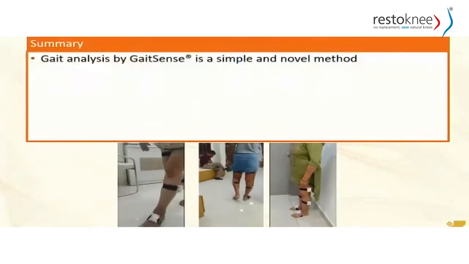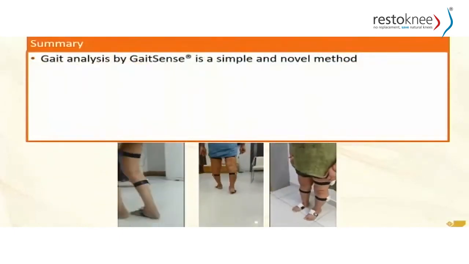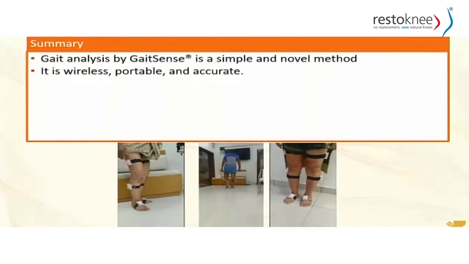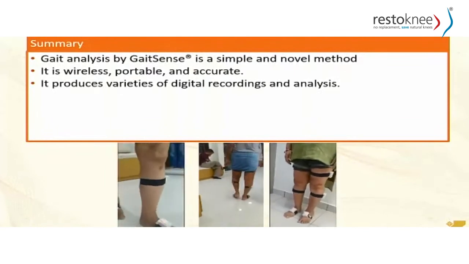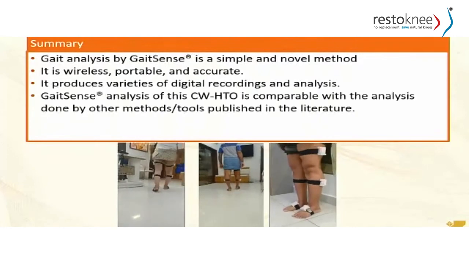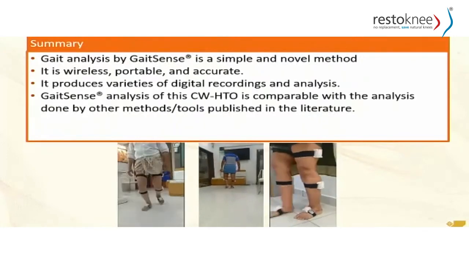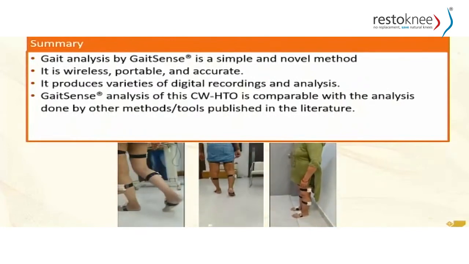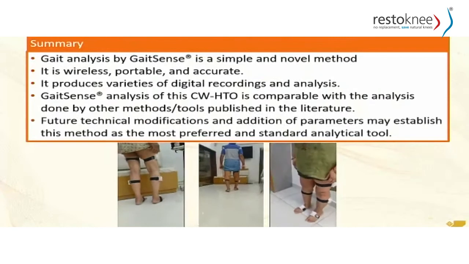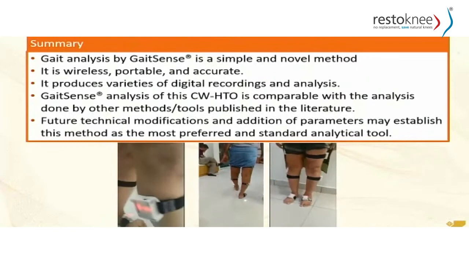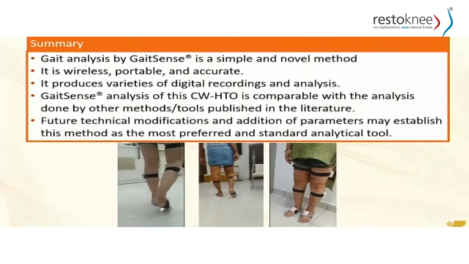So in summary, this gait analysis by a gait sensor is a simple and novel method. It is wireless, portable, and accurate. It produces a variety of digital recordings and analyses, which for the future, all researchers can use. And gait analysis by the closed wedge HTO, which has been in the study part, is comparable with the analysis done by other methods and tools published in the literature. And future technological modifications and additions of parameters may establish this method as the most preferred and standard analytical tool. So this is what I just want to say.